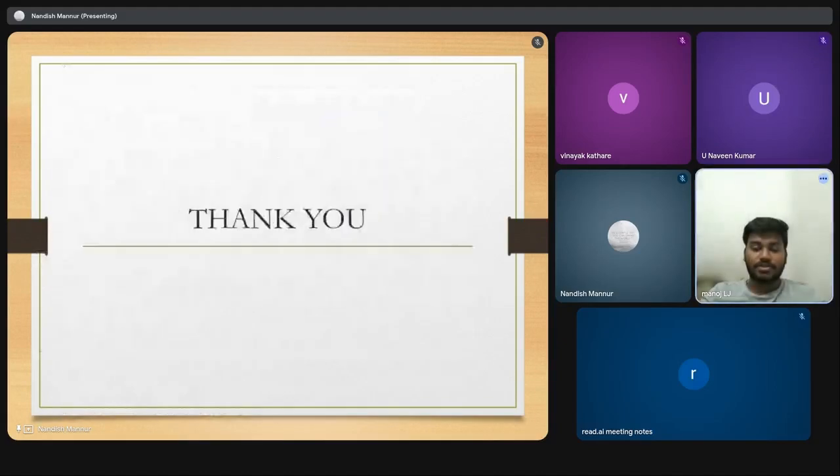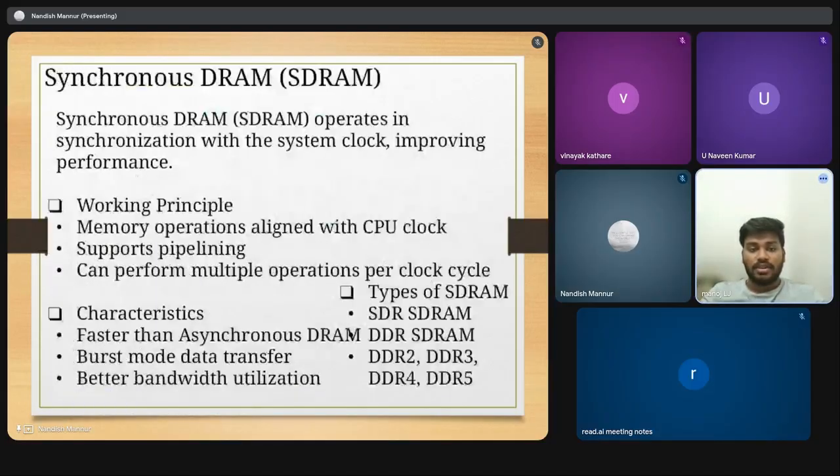So good evening everyone. Today I am going to explain synchronous DRAM, commonly known as SDRAM. SDRAM is a type of dynamic random access memory that works in synchronization with the system clock. Because it follows the system clock, the communication between the CPU and memory becomes faster. This synchronization improves performance, speed, and efficiency when compared to older memory types.